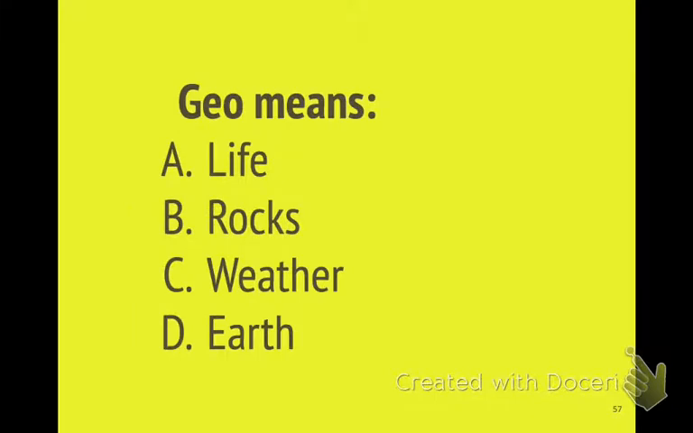Geo means A, life, B, rocks, C, weather, or D, earth. Go ahead and pause the video and then walk over to your answer. And your answer is D. If you walk to the D corner, you are correct. Rocks are a part of geology, but geo actually means earth, so that's why it's D.